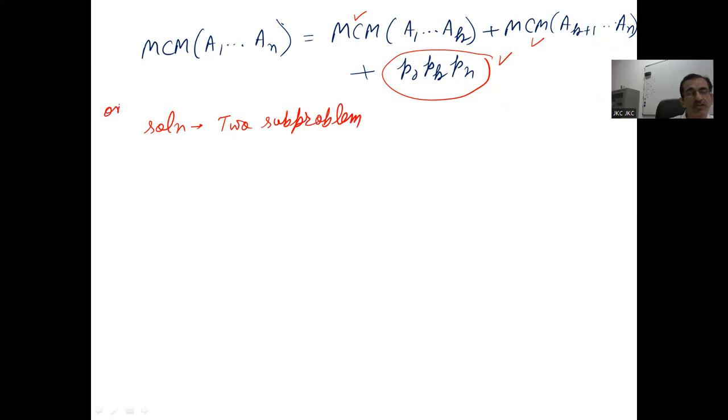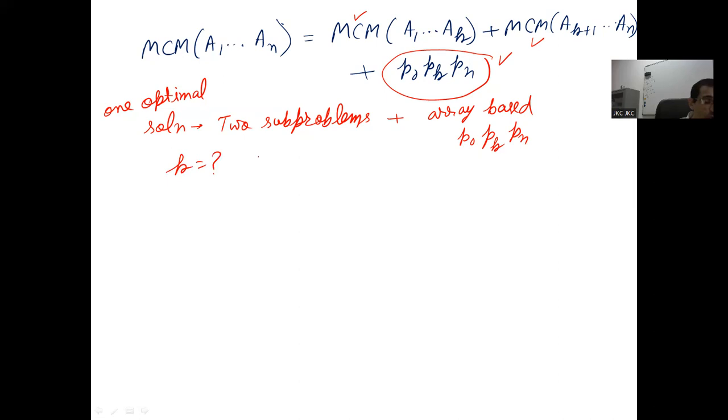One optimal solution, I have said, required two sub-problems which are recursively solvable, plus an array-based or input-based value: P0, PK, P. I'll say P0, PK, P. But of course, we don't have God's supreme power or special power given to us. Then how will I find K? K is unknown actually. We don't have those powers.